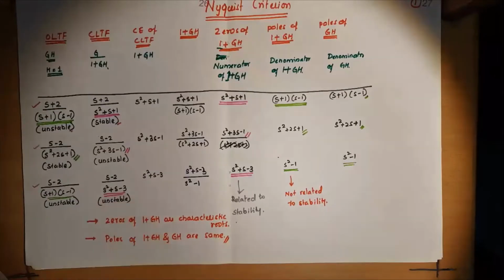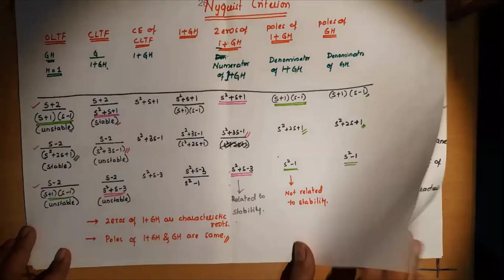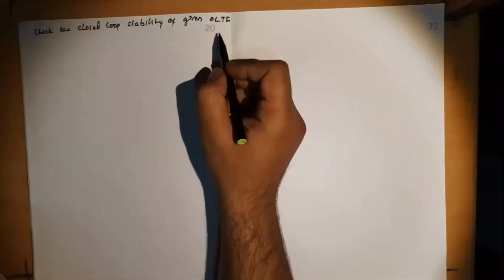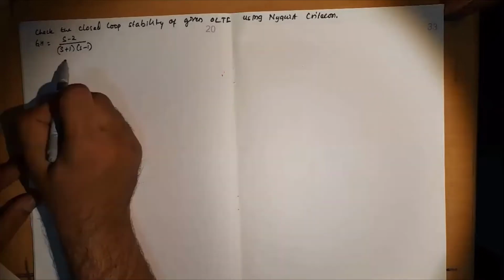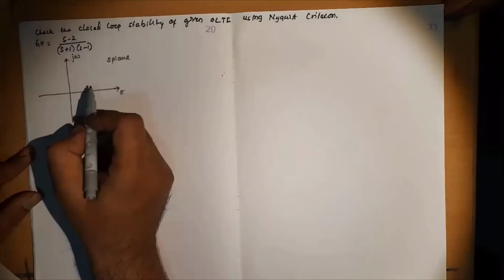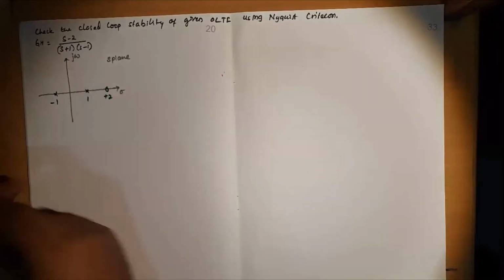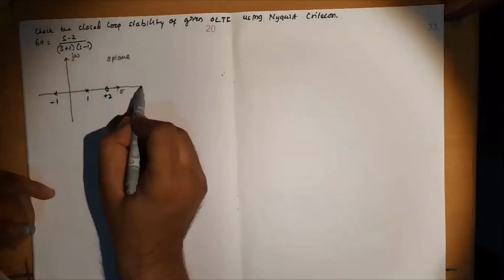So the third example is (s minus 2) divided by (s plus 1) and (s minus 1). So in both cases it is unstable. Open loop and closed loop both are unstable. So let us do it quickly. The question is: check the closed loop stability of the given OLTF using the Nyquist criterion. That is G(s)H(s) equal to (s minus 2) divided by (s plus 1)(s minus 1). So I will take only the s plane, mark poles and zeros. Now there is one pole and one zero in the right half.